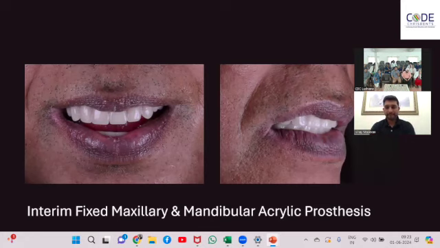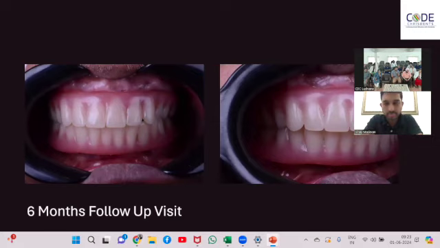So this is how he went back, and we were quite happy with the aesthetics, and he was also very, very happy with the way it has turned out. And then this is at the 6 months follow-up. The patient said he couldn't come at 3 or 4 months, so he came at 6 months, and we had a thorough look at it.